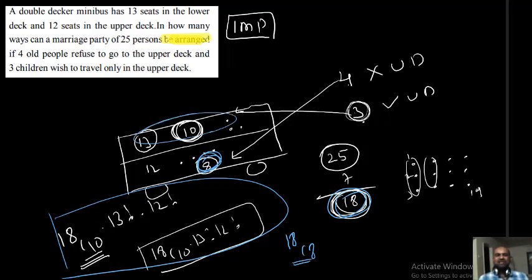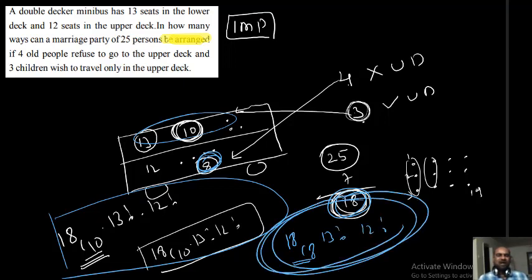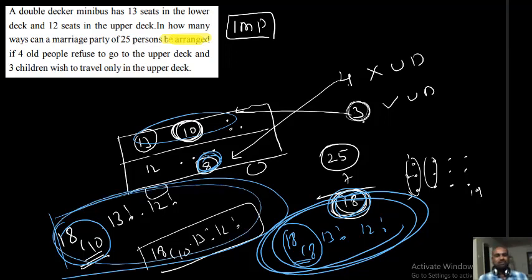These 13 seats can be arranged in 13 factorial ways. These 12 members can change their places in 12 factorial ways. So this is the answer. These both are the same because the 18C8 value and the 18C10 value are the same. nCr equals nC(n minus r). So 18C8 and 18C10 are the same. That's why this is my final answer. So what can I say? 18C10 into 13 factorial into 12 factorial ways you can accommodate.